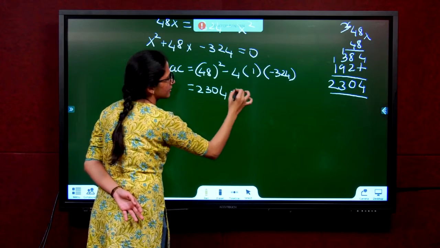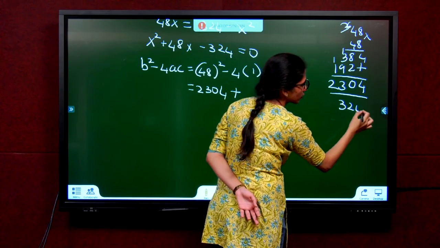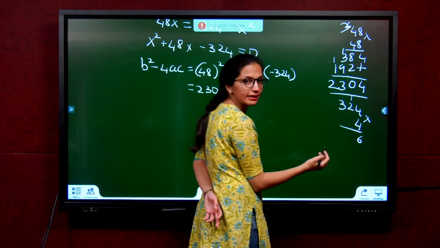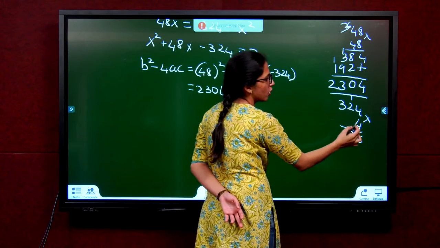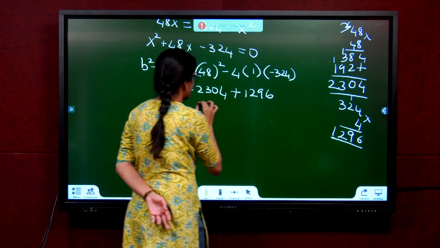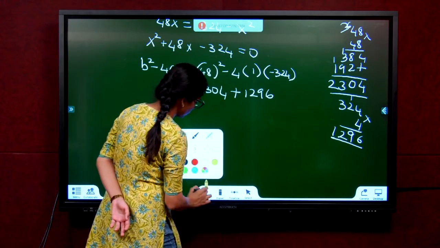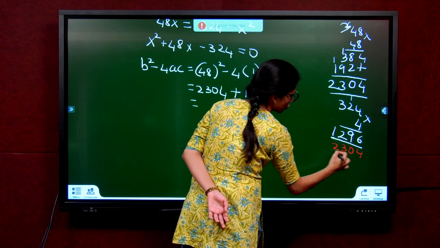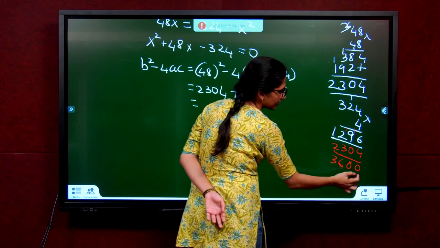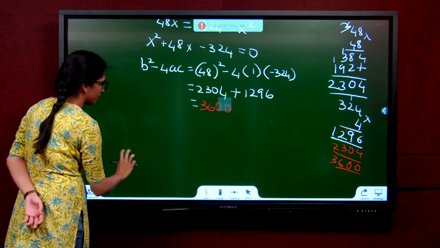Next, minus into minus plus. 4 1s are 4. 4 into 324. So 324 into 4. 4 4s are 16. 4 2s are 8. 8 plus 1, 9. 4 3s are 12. 1296. Now you are supposed to add 2304 plus 1296. Add 2304 to this number. So you will get 6 plus 4, 10. 9 plus 1, 10. 3600. Now we got b square minus 4ac.